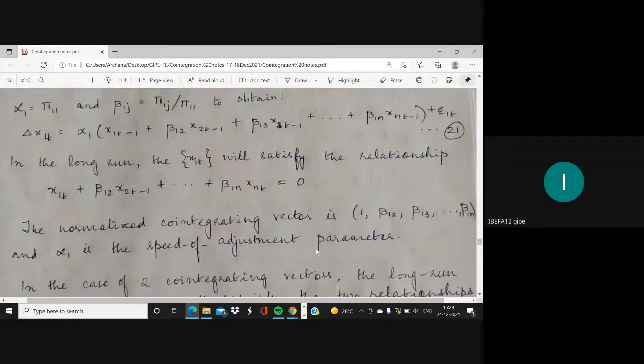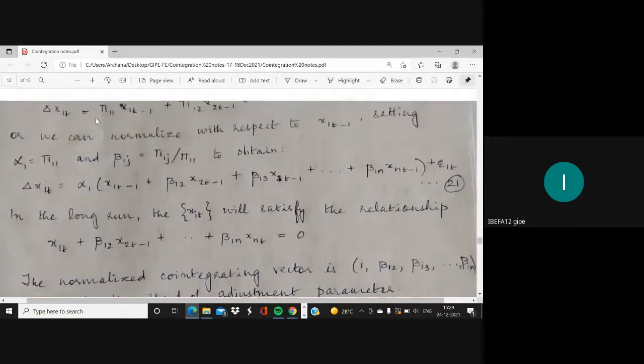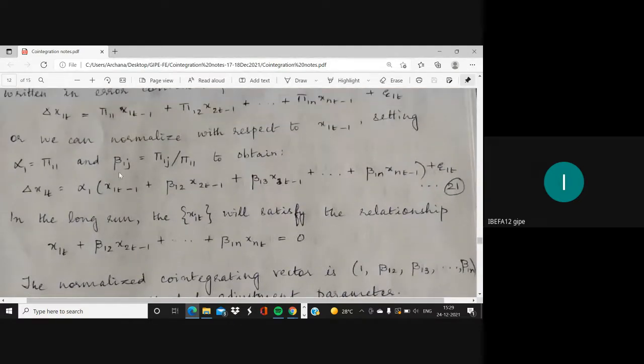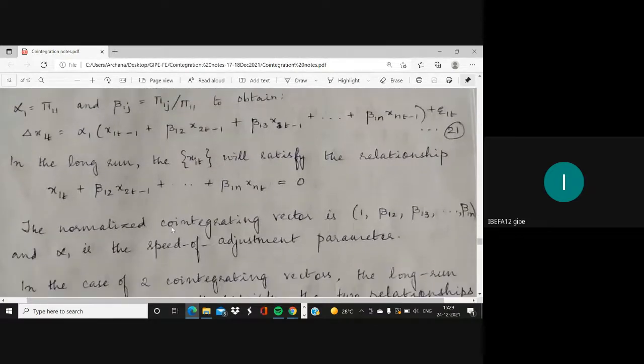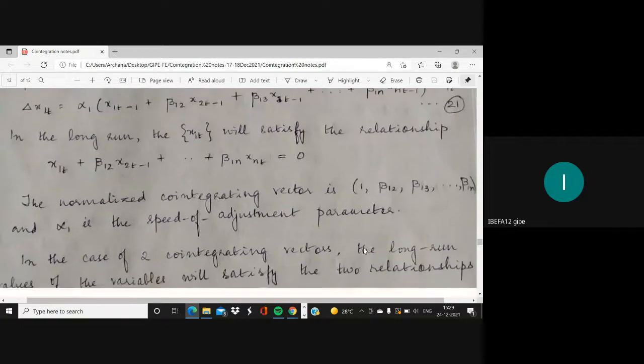Now the normalized co-integrating vector is 1, beta 1,2, beta 1,3. All these parameters that you have here within the brackets. This is called the normalized co-integrating vector, since we are normalizing with respect to x1t minus 1, so that we can write the equation in the error correction form. And alpha 1 is the speed of adjustment parameter.